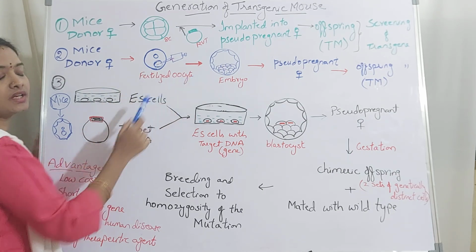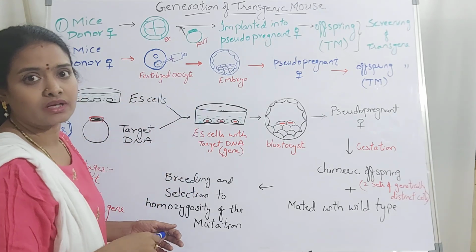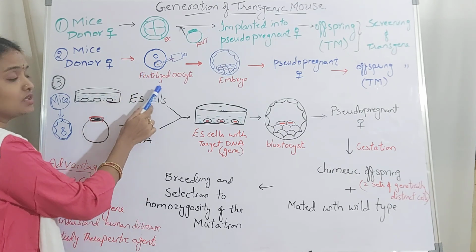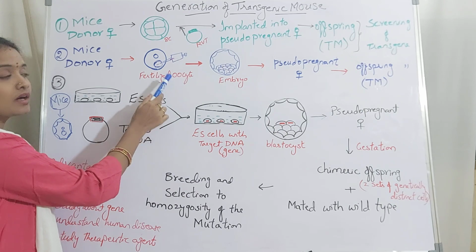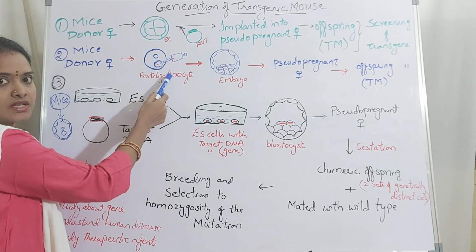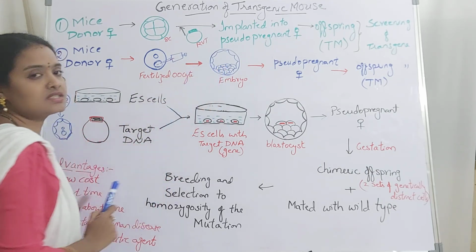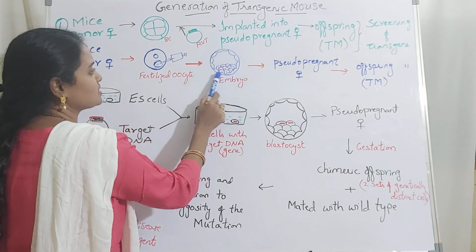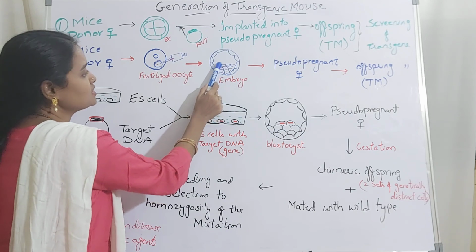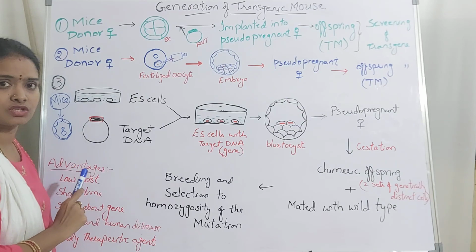The foreign gene of interest is introduced into the male pronucleus of the fertilized oocyte. Then it is allowed to develop in lab conditions, that is, in vitro conditions. This fertilized oocyte containing the transgene develops into the 2-cell stage, 4-cell stage, 8-cell stage, then into the blastocyst stage. At this blastocyst stage, you can see a lining of blastomere cells and the stem cells containing the transgene, the desired gene of interest.